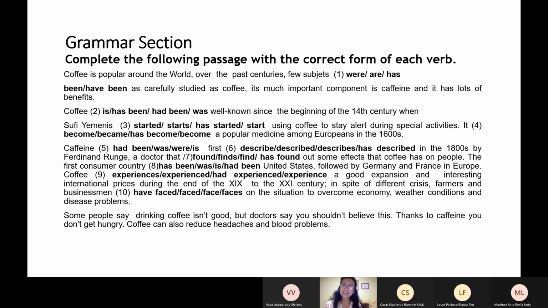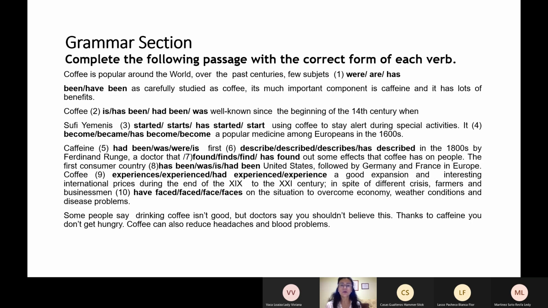So, this coffee has been well known since. Como tenemos el since, ahí sí podemos utilizar el presente perfecto. Y el coffee existe hoy en día, el café, ¿no? Todavía no lo tomamos. Entonces, no ha pasado ya al pasado, sino que continúa en nuestro presente. Coffee has been well known since the beginning of the 14th century when Sufi Jimenez, que fue una persona que ya murió, no la conocemos, started using coffee to stay alert during special activities.